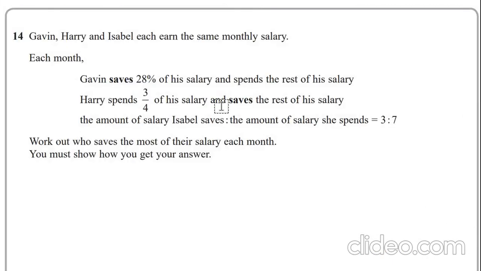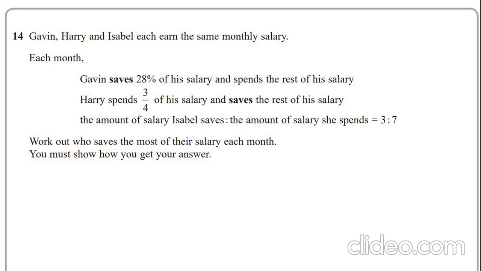Number 14. So in order to find out who saves the most of their salary, we need to convert all of these into percentages. The first one is already a percentage. Gavin saves 28% of his salary. We don't need to do anything about that.